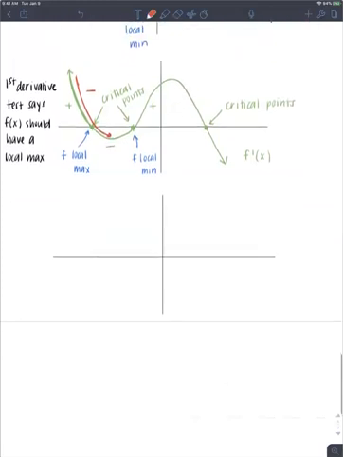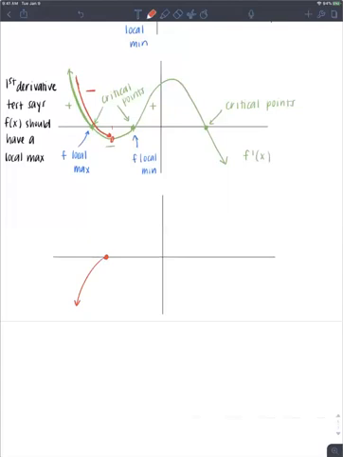So this point right here is going to be what? What am I going to have for my second derivative? This one right here. Yeah, so it's going to be 0. And so I'm going to have 0 here. And then everything to the left of that point is going to be negative. And so it's going to do that. Okay, now that we've got that settled.